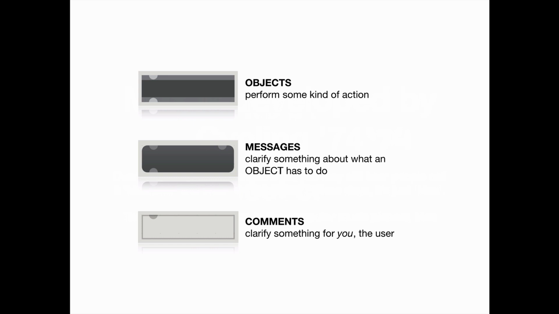The second type of box that we're going to look at today are messages. Message boxes create messages, obviously, and these can be sent to objects to clarify something. They usually come in the form of a parameter, or what we call an argument, for an object. So they clarify something that an object has to do.